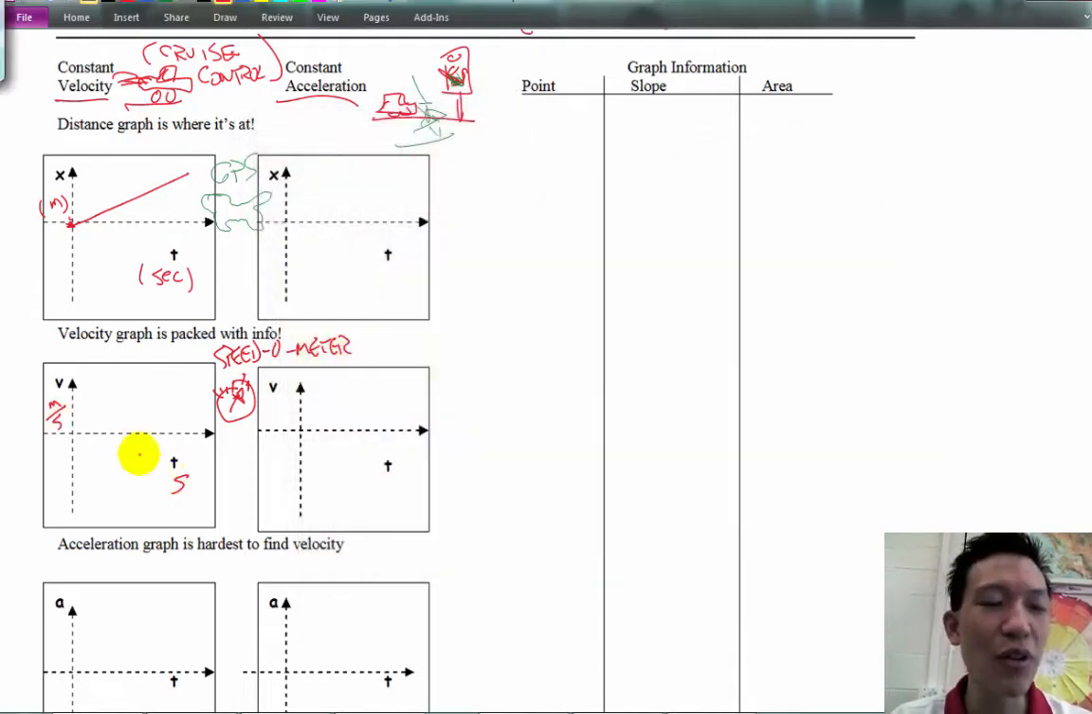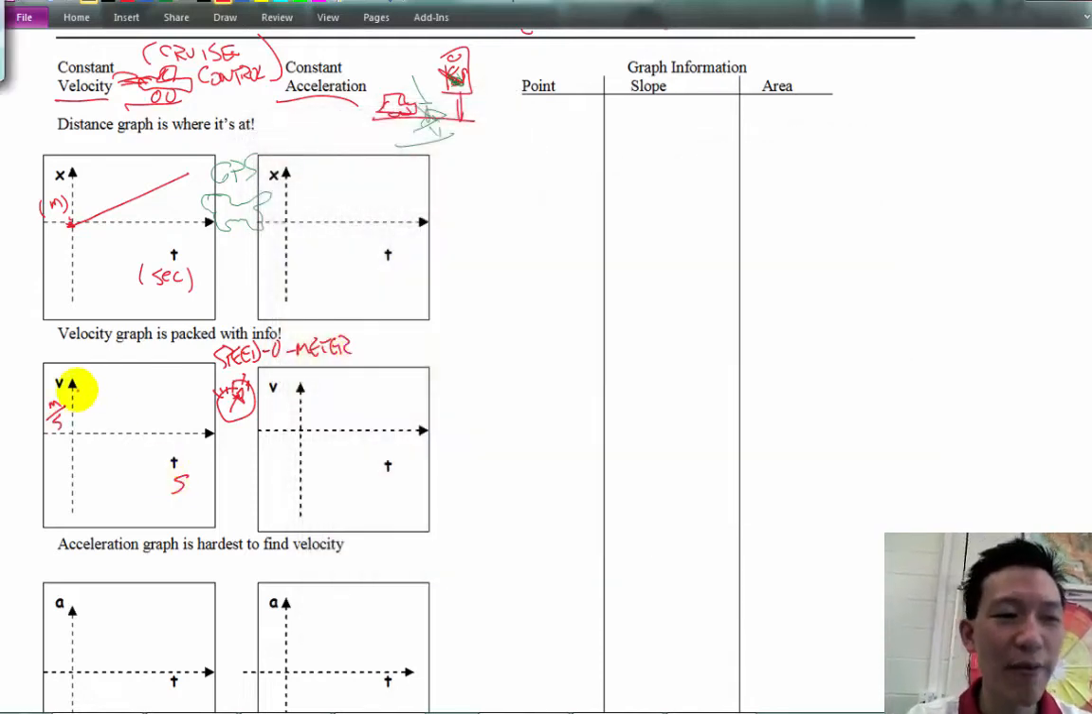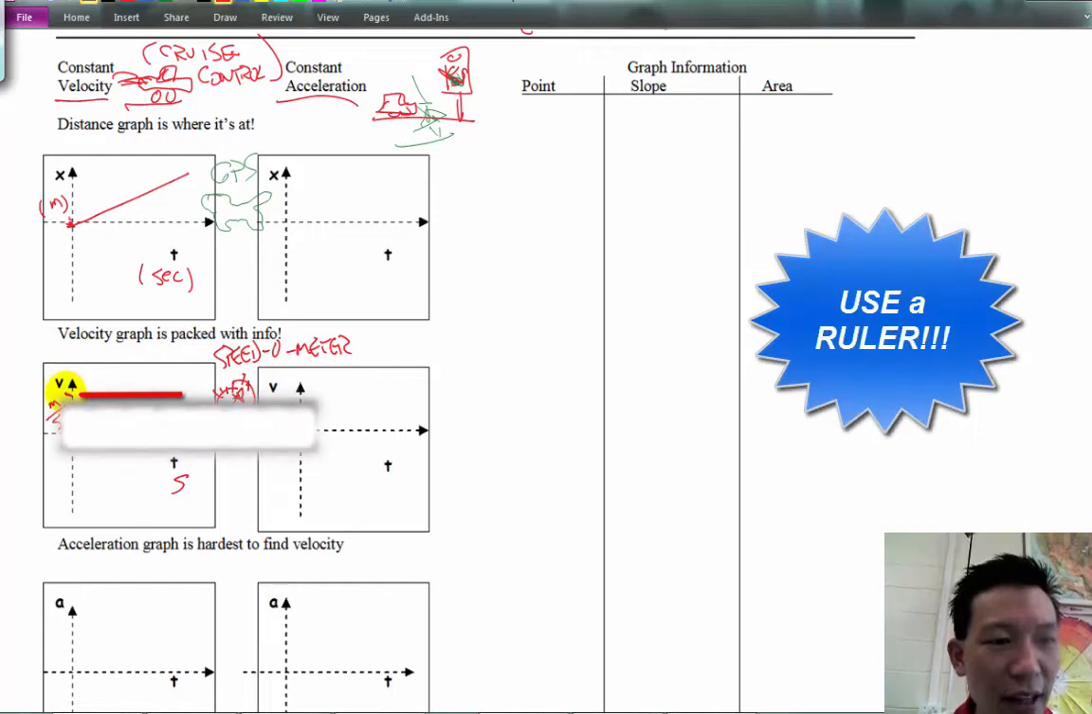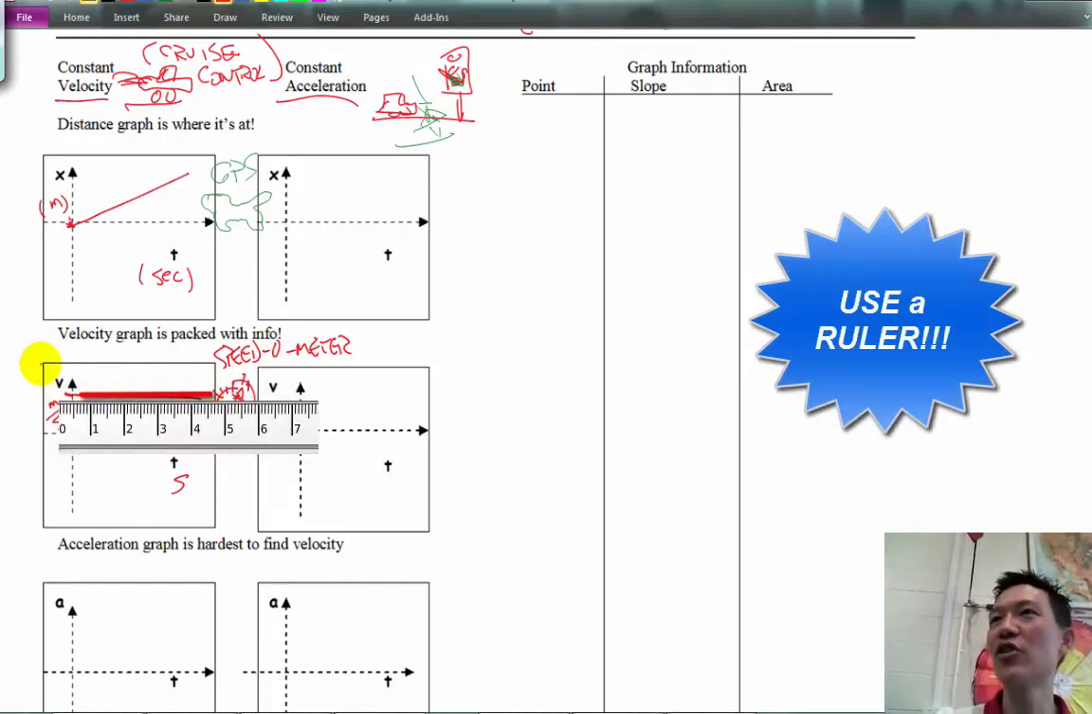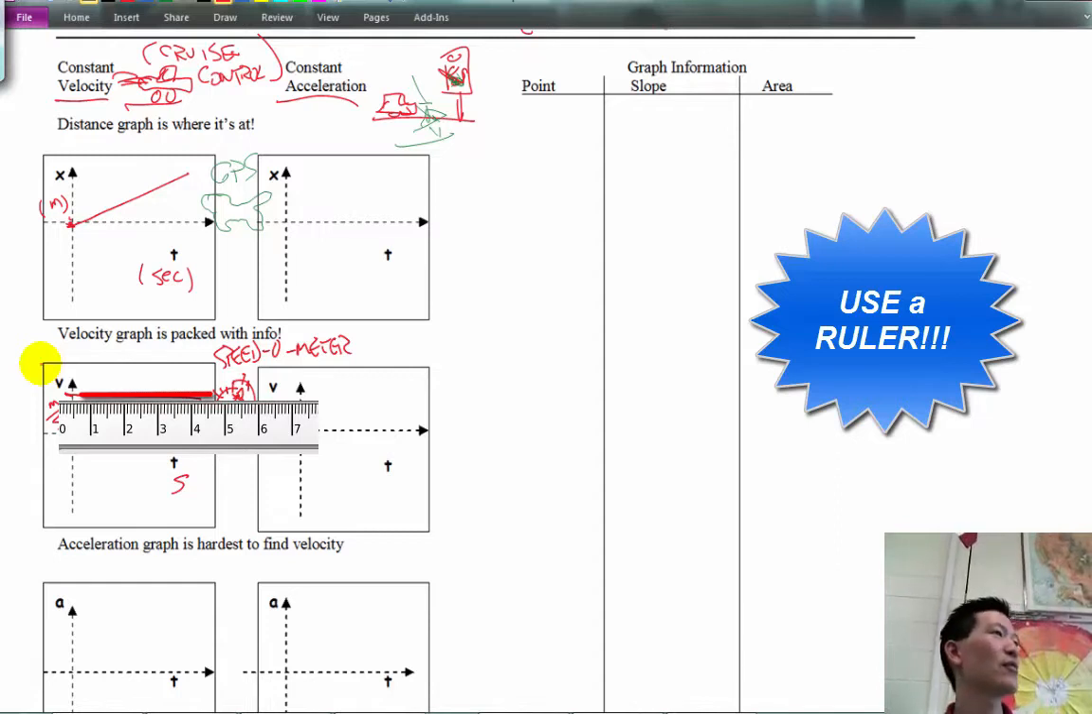For a velocity versus time graph, this would be in meters per second, and this is in seconds. What would the graph look like? If you locked in your speed, it would be a constant flat line, right? You see that? You're not speeding up or slowing down. You're on cruise control. Make sense?